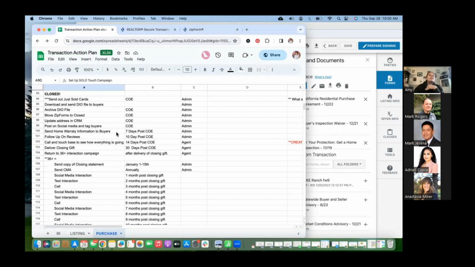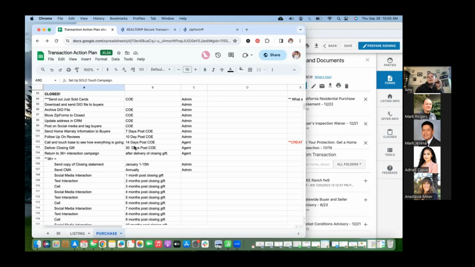This might even be a good time to stop by their house, drop off a copy of the home warranty information with the pamphlet for the home warranty that talks about everything that it covers. Great reason to swing by the house and leave that for them. Okay. 10 days post-close of escrow, maybe follow up on those reviews if they haven't left any. Give them another opportunity to leave additional reviews if they have left some. Give them some other platforms.